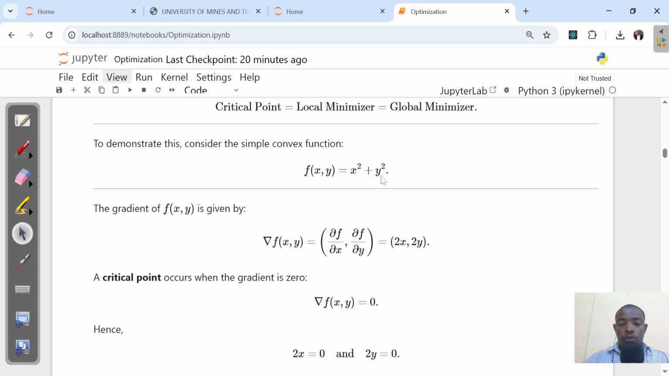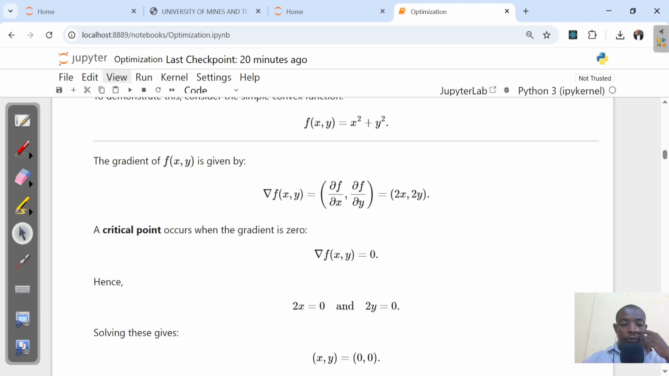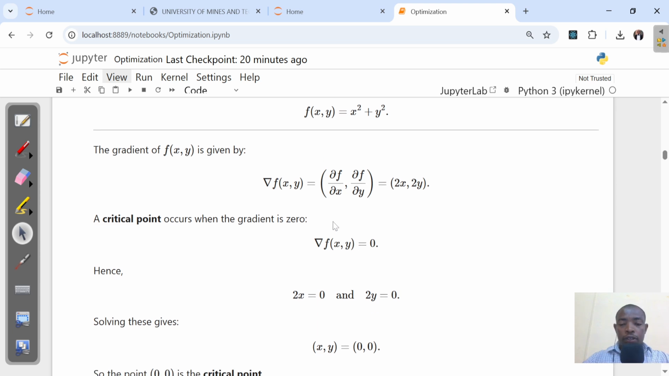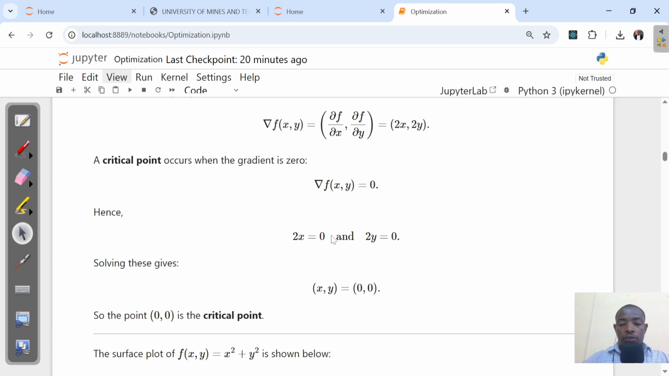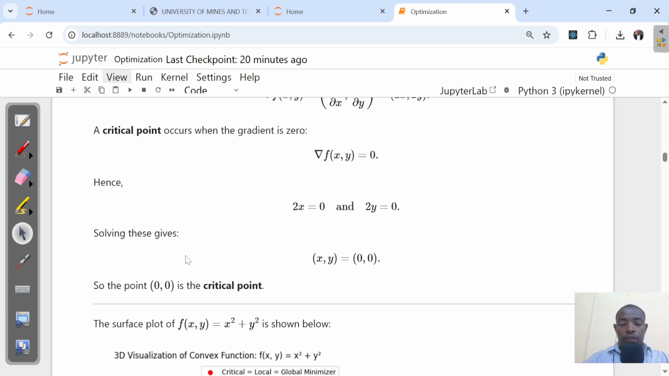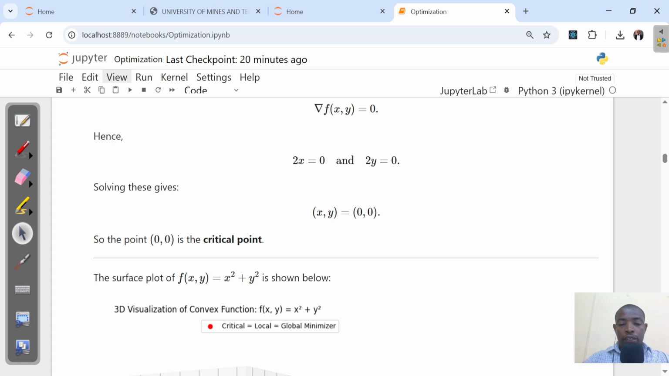And then we do the same for the partial differentiation with respect to y, and that's exactly what we have over here. Now the critical point occurs when the gradient is equal to 0. So after differentiating, we equate everything to 0, and therefore we have 2x is equal to 0 and 2y is equal to 0. When we do the math, we end up getting the point 0 and 0, and that's what we refer to as the critical point.